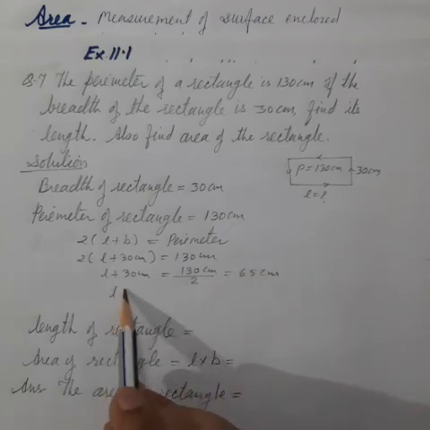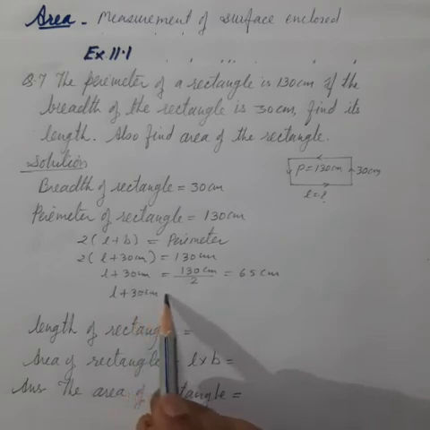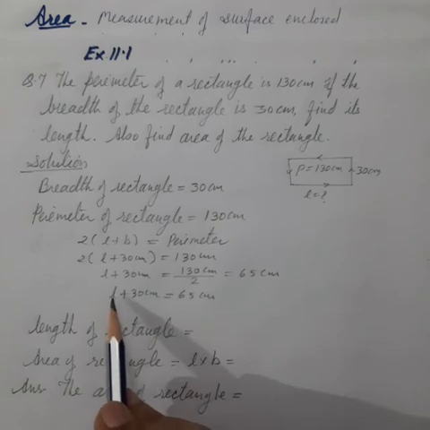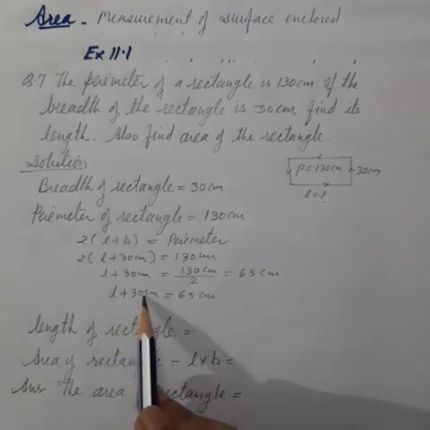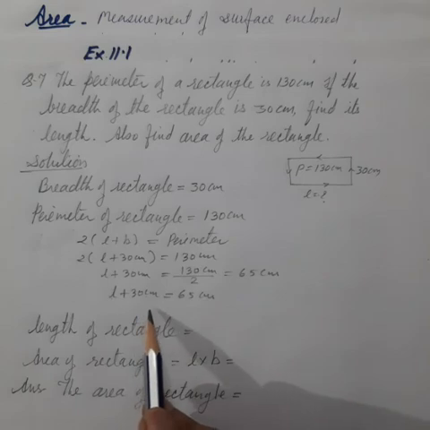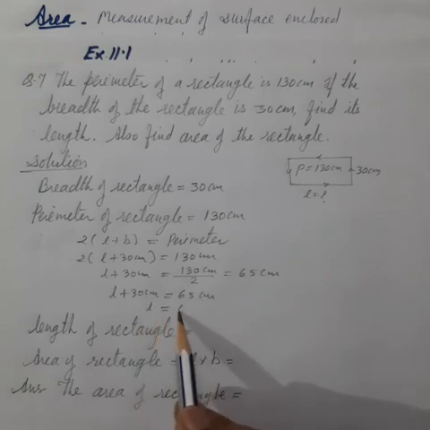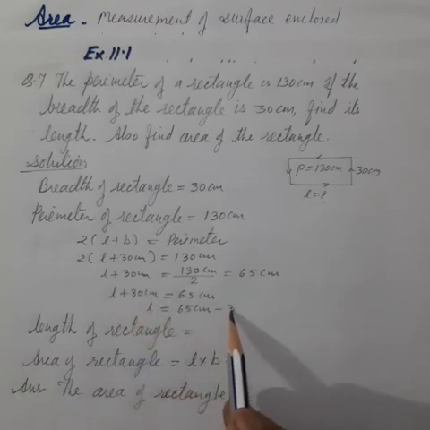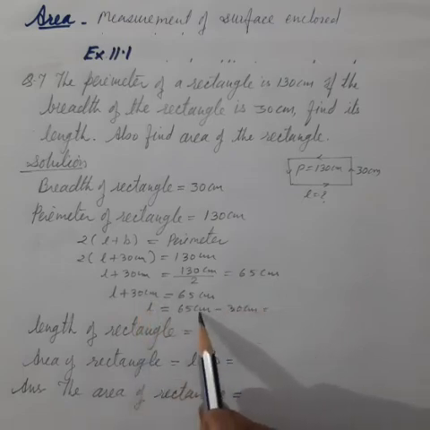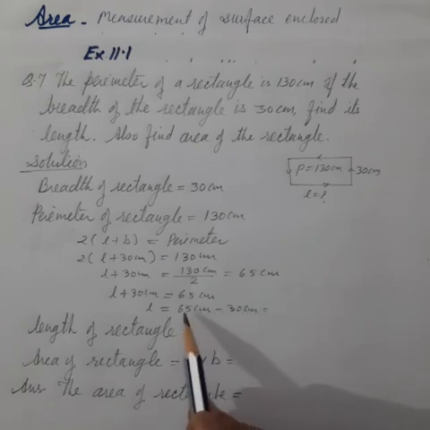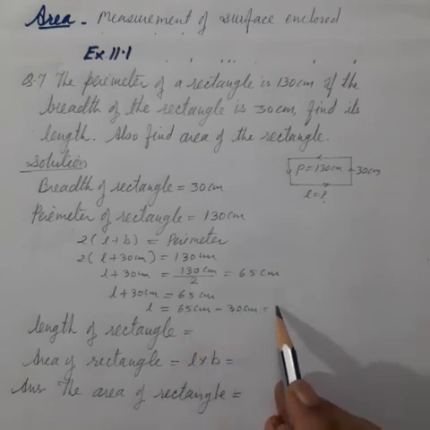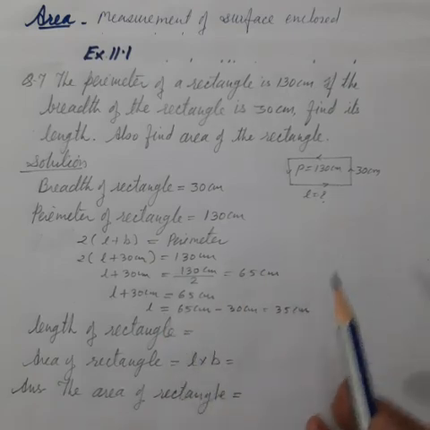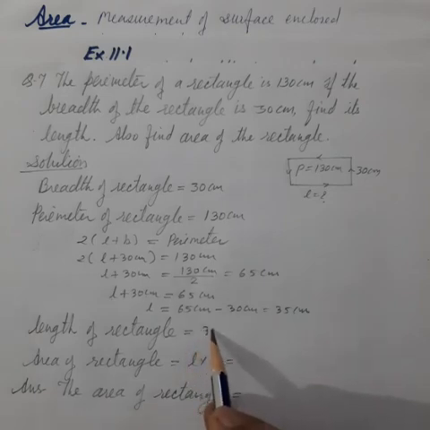Now we get length plus 30 centimeter equal to 65 centimeter. We have to find out the length. So we don't want this 30 centimeter, take it to that side. So length equals 65 centimeter, take this 30 to that side, it will become minus 30 centimeter. Units are the same, so we can subtract. 65 minus 30, 35 centimeter. So the length of the rectangle is 35 centimeter.